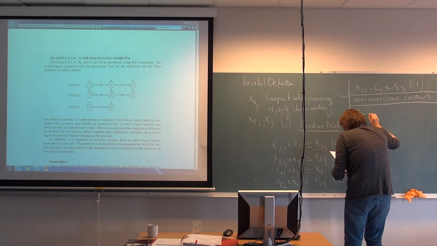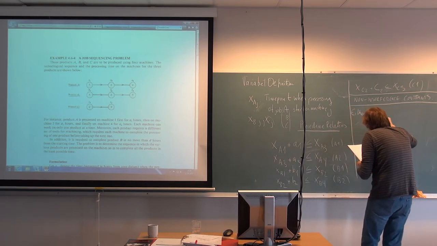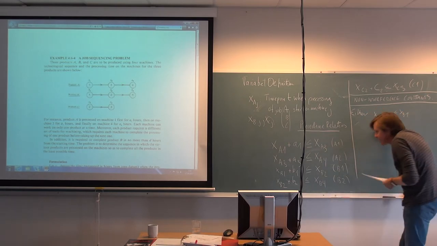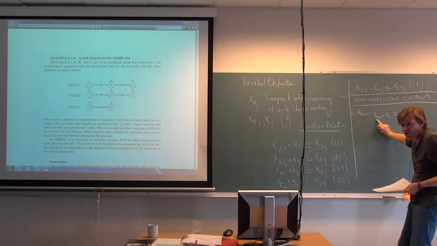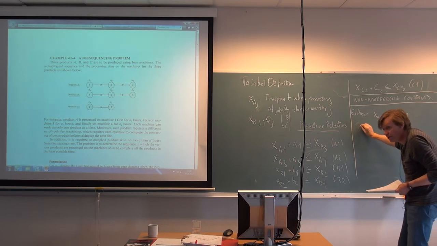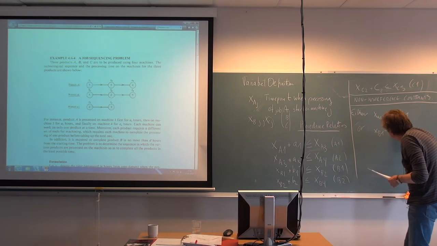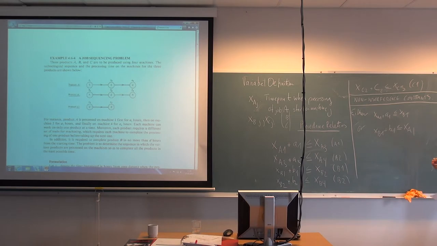So either it must be like this, XA1 plus A1 must be smaller than or equal to XB1. This means that job A starts first on machine one, or alternatively, the other way around, XB1 plus B1 must be smaller than or equal to XA1. Okay? So either it must be like this, or it must be like this. It can't be like this at the same time.